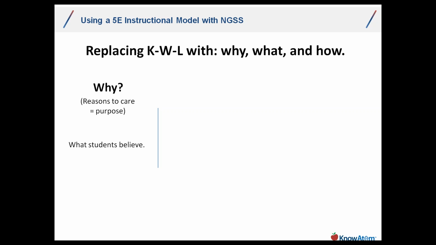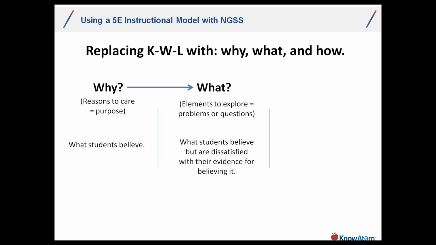So look at this, there's flooding in the streets of New York City. Is there a reason to care about that? What do you believe about flooding in New York City when you look at this anchor phenomena? Okay, next is what. What are the elements in that anchor phenomenon that we could explore? What are the problems or questions that we see with this?